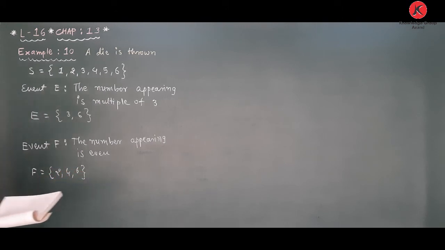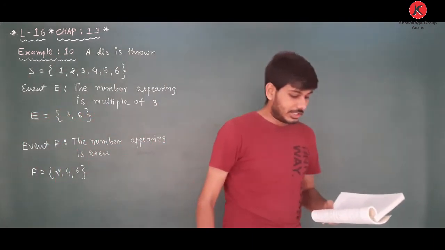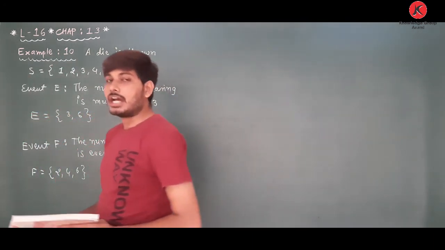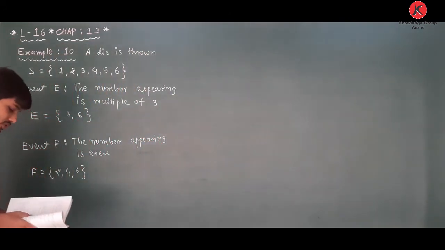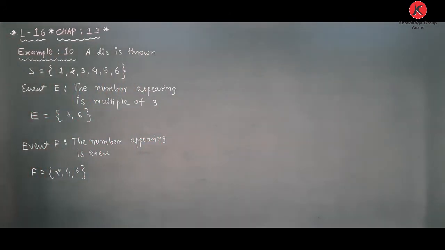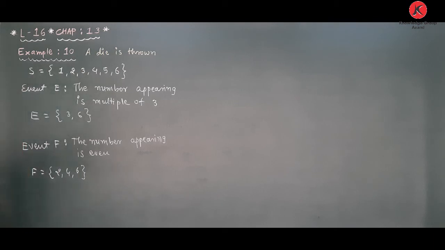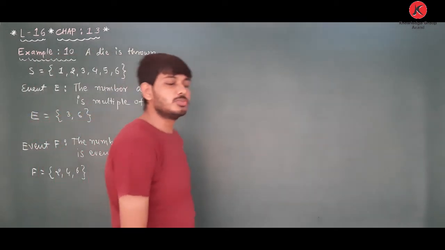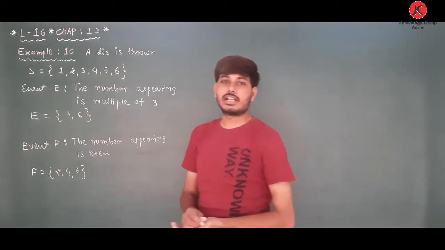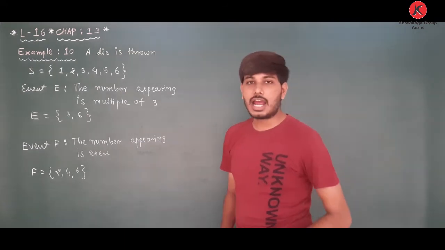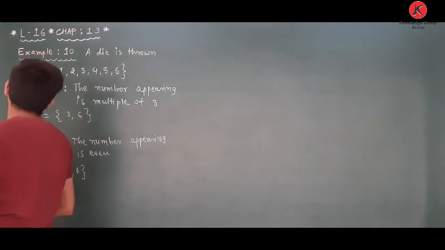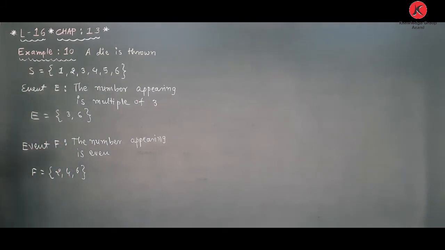Okay? The question is, find whether E and F are independent. Here we have to check whether the events E and F are independent or not. For this, we have to prove probability of E intersection F equals probability of E into probability of F. If this condition is satisfied, then we can say that E and F are independent events, otherwise we can't say. For that, we require the probability of E.